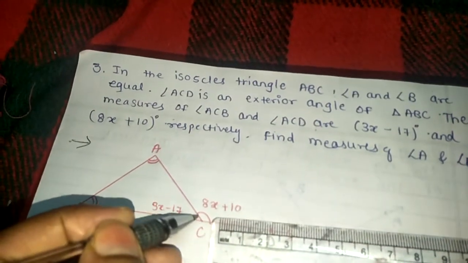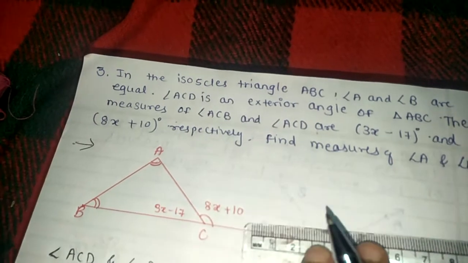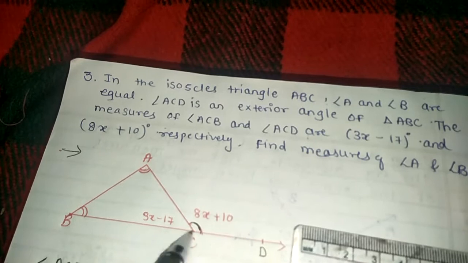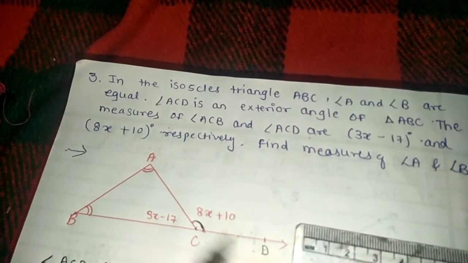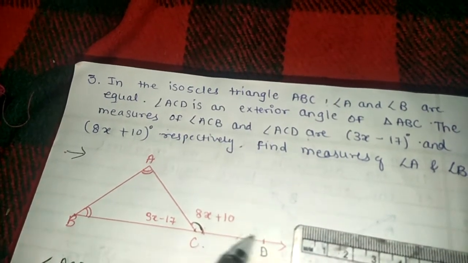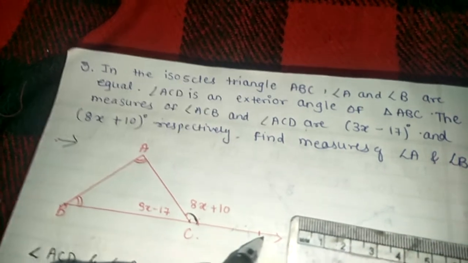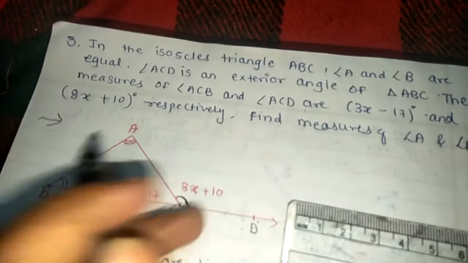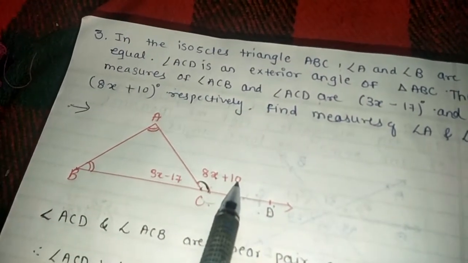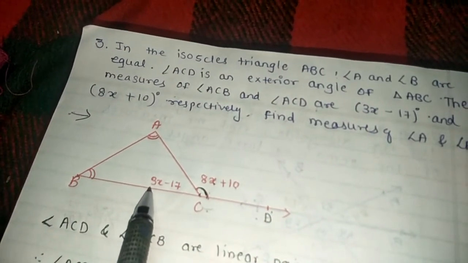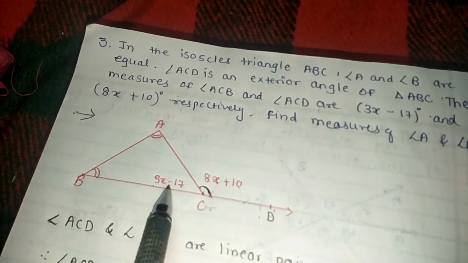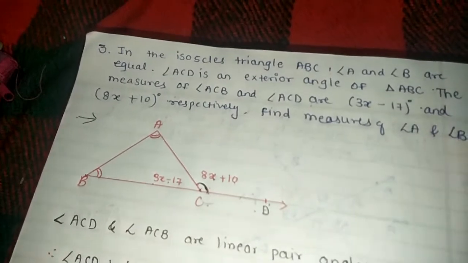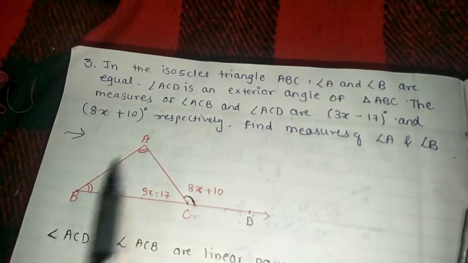So what we did, from C we extended a line, and here we are getting the exterior angle ACD. We named the point A, this is AC. The vertex here will be named T. So ACD is an exterior angle. The measure of exterior angle ACD and this ACB are given: it is 8x plus 10, and here it is 3x minus 17. We have to find the measures of angle A and B.